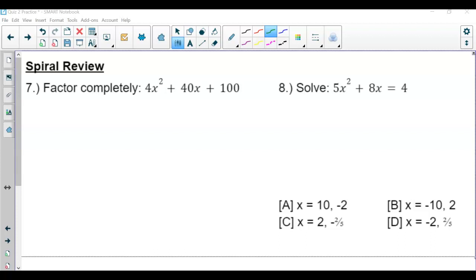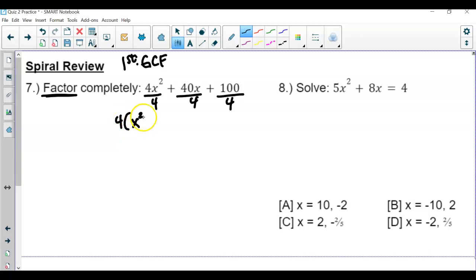The next section now is our spiral review. So notice how we are factoring completely. First step is always, do we have a greatest common factor that we need to factor out? And in this case, we do. I can factor out that GCF of 4. So when we factor out 4, now I've got x squared plus 10x plus 25.